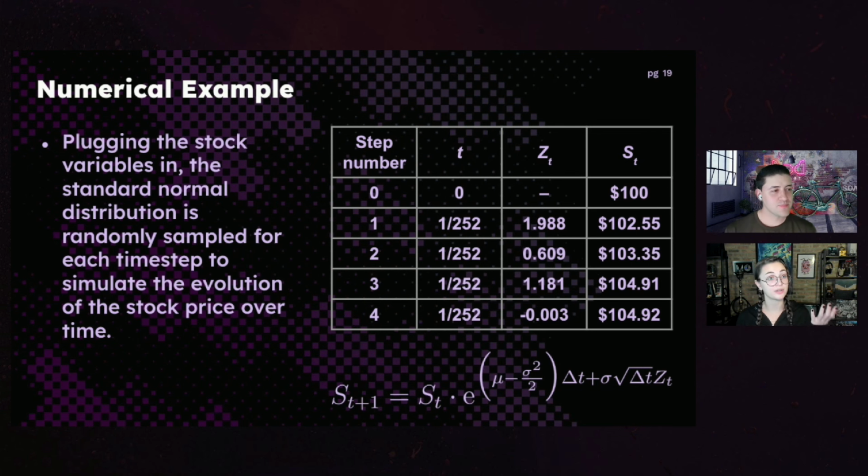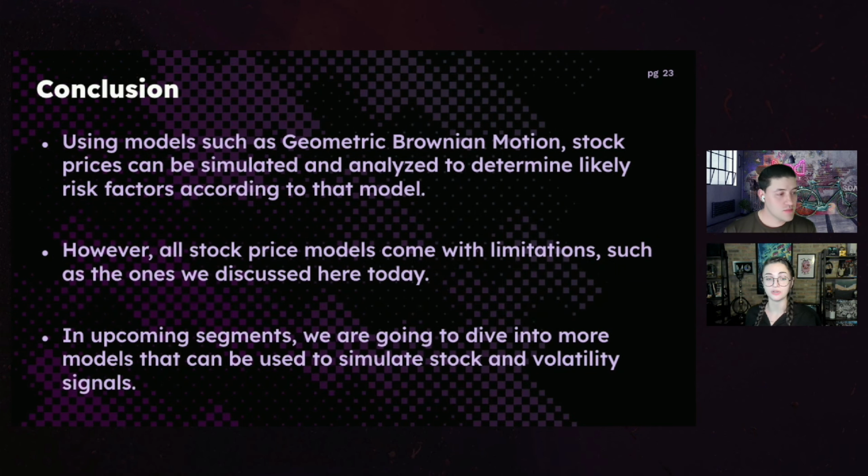But I know that we've gone a bit over, so I just wanted to jump right into the conclusions. To conclude, using models such as geometric Brownian motion, stock prices can be simulated and analyzed to determine likely risk factors according to that model. But all stock price models come with limitations, such as the ones that we discussed here today. So in the upcoming segments, we're going to dive a little more into the different models that can be used to simulate stock and volatility signals and how that's done.